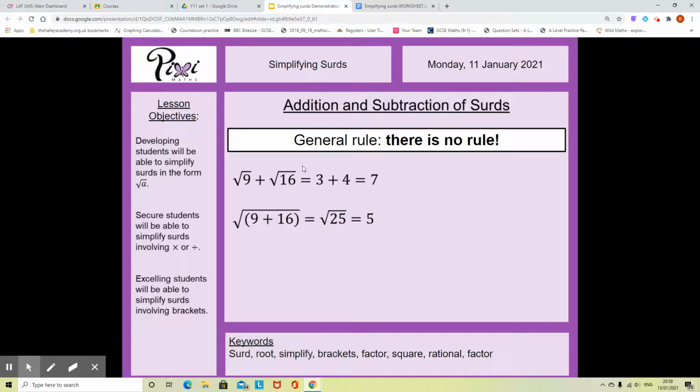Now let's focus on addition and subtraction of surds. In the first question, we have square root of 9 plus square root of 16. We know square root of 9 is 3 and square root of 16 is 4. 3 plus 4 gives us 7. We have a very similar question. However, the difference is we have the brackets, which is telling us to add first and then square root. 9 plus 16 is 25. Square root of 25 is 5.